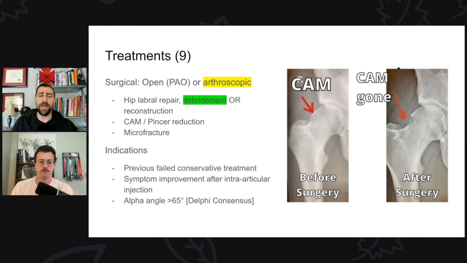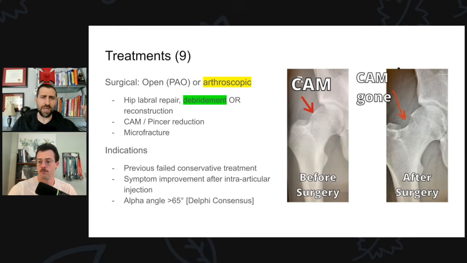You'll also see a cam and/or pincer reduction. So literally they go in there, and if there's a big cam morphology, they shave it down, right? This image to the right here is of a patient of mine. This is an x-ray of his hip prior to surgery, and there's an x-ray of the hip afterwards. He had a larger cam morphology, I want to say it was like 65 to 70. And they'll also tell you the alpha angle afterwards. I want to say he went from 65 to 70 down to like 50 or 55, something along those lines, right?